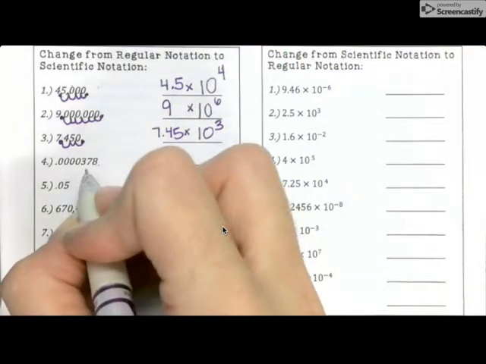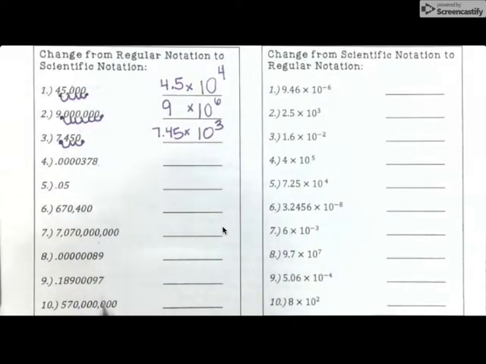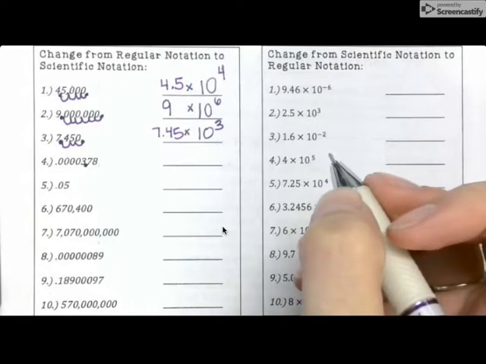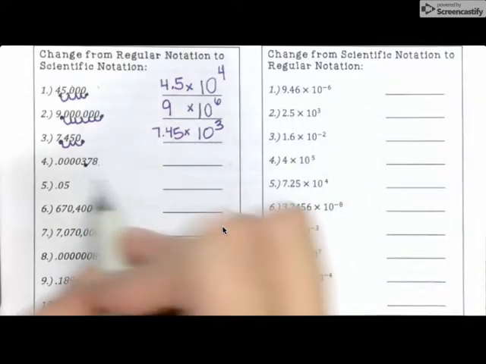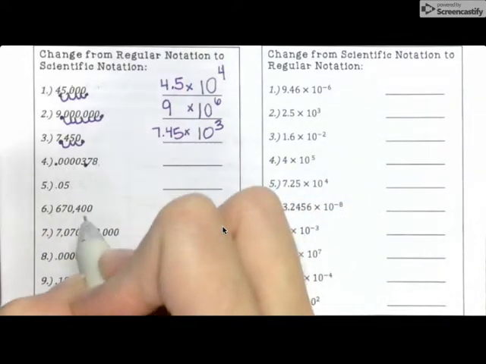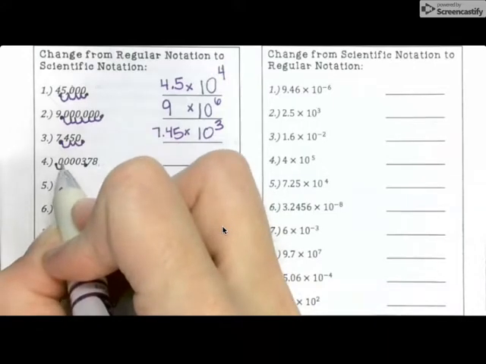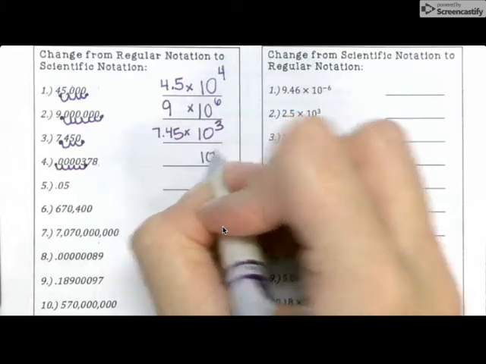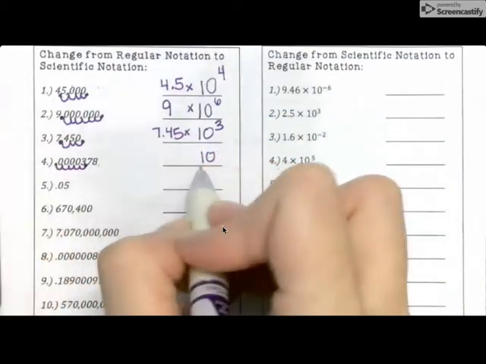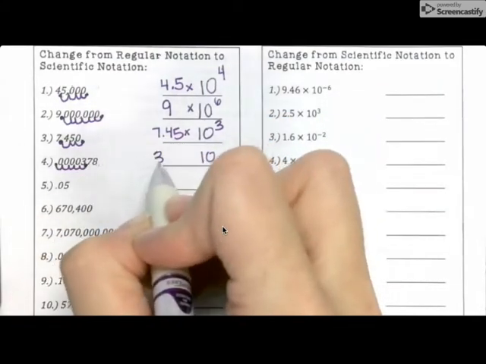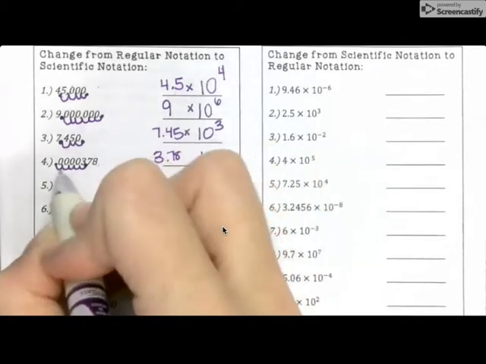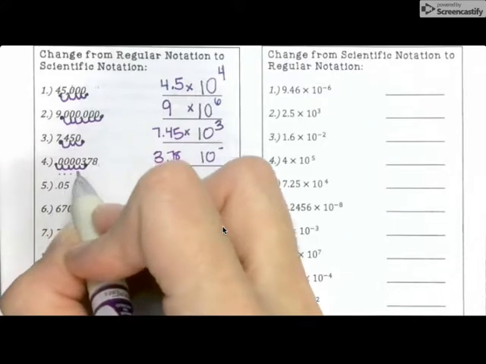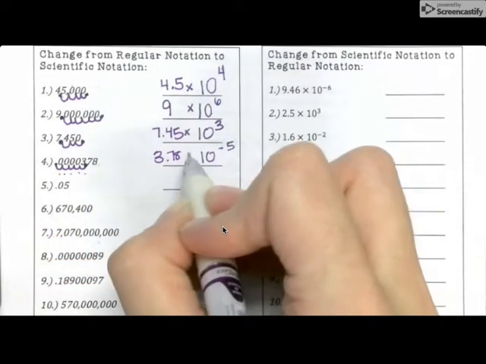Okay? Now this one, where do I want my decimal? Between the 3 and the 7 is exactly where it needs to be. It starts here. We already have one. That makes it a lot easier. So 1, 2, 3, 4, and 5. But to go from 3.78 to this decimal number, we need to go negative. So this is going to be -5.